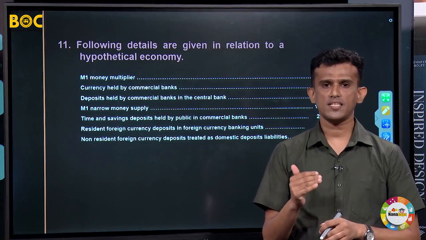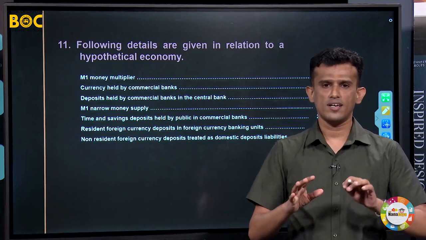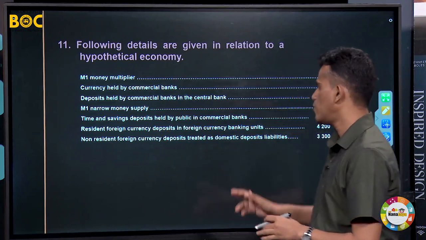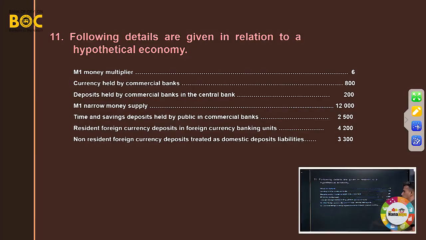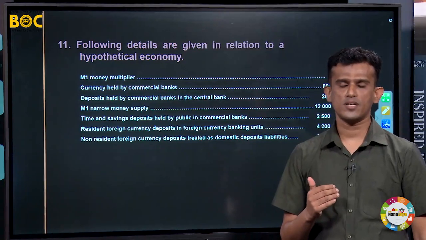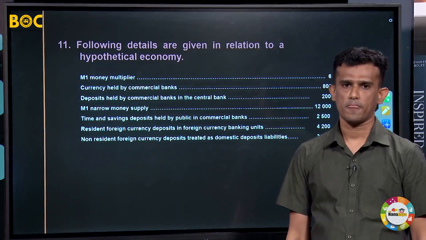But if the adjusted non-resident foreign currency deposits are given, we don't take 50% of that. Instead, we take the full figure. If you look at here, what does it say? Last detail. Non-resident foreign currency deposits treated as domestic deposit liabilities. How much?